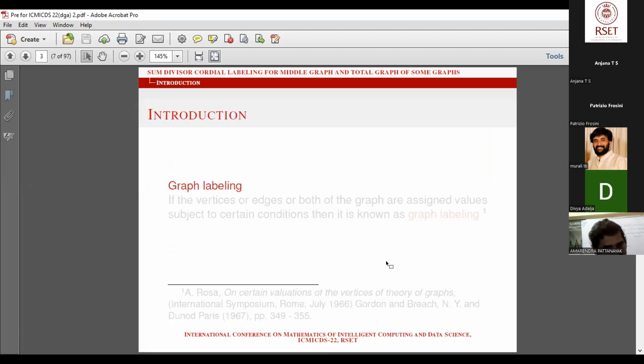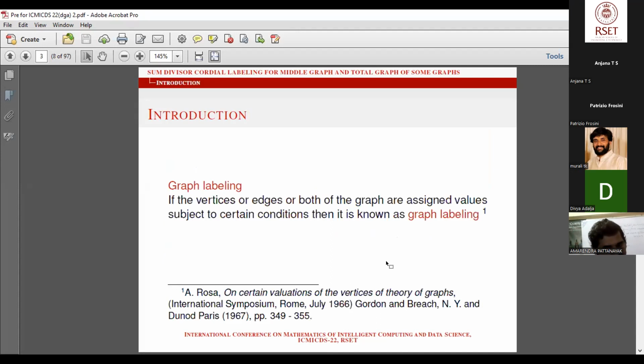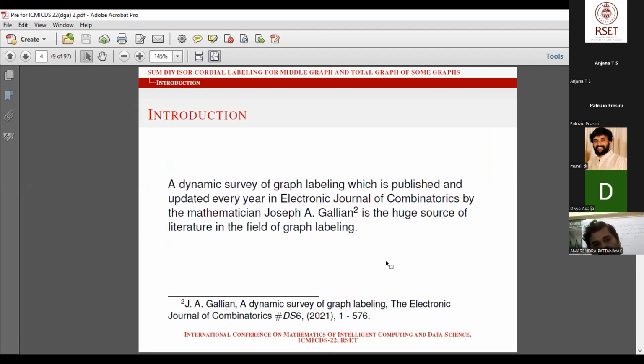Graph labeling, the definition of graph labeling. If the vertices or edges or both of the graphs are assigned values subject to certain conditions, this is known as graph labeling, which was introduced by Rosa in 1960. A dynamic survey of graph labeling, which is published and updated every year in the Electronic Journal of Combinatorics by the mathematician Joseph Gallian, is a huge source of the literature in the field of graph labeling. Below is the reference for this.